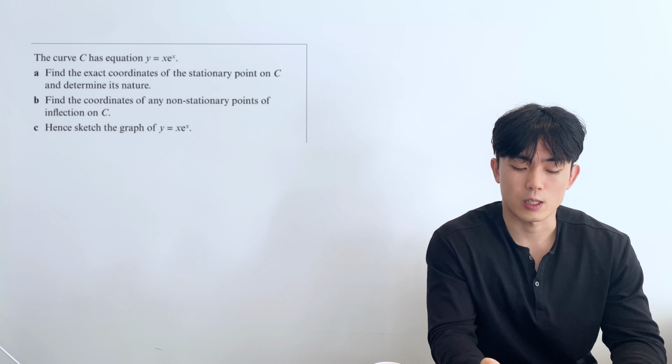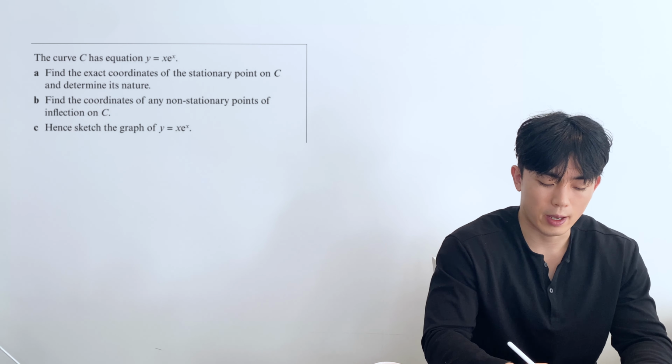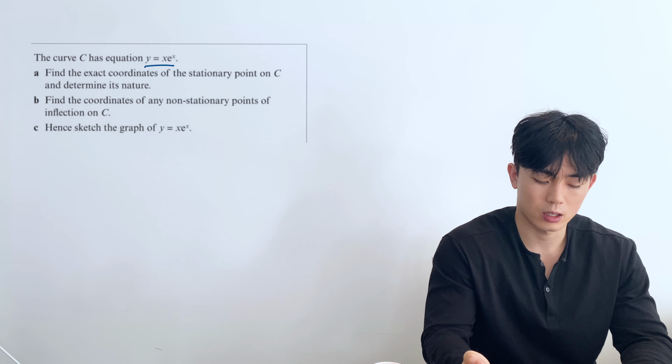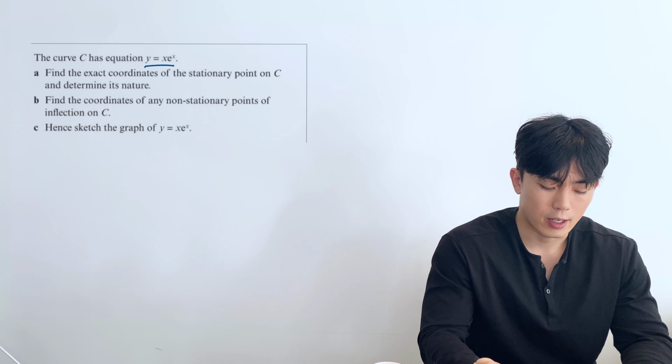Right, let's take a look at this question here. So we have a curve which has equation y is x times e to the x. In part A, they're asking us to find the exact coordinates of the stationary point on C and determine its nature.